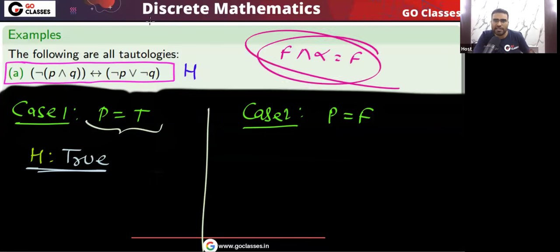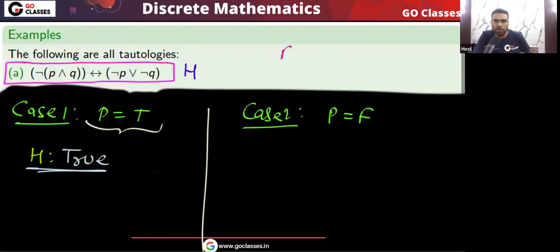You can see false and anything, that is always false. So if I put P equal to false, then this will become false, like false negation by conditional. Here also this P bar will become true, and true or anything will be true. So false bar is true, and true biconditional true is true. Yes or no? So finally, in this case also H is true.